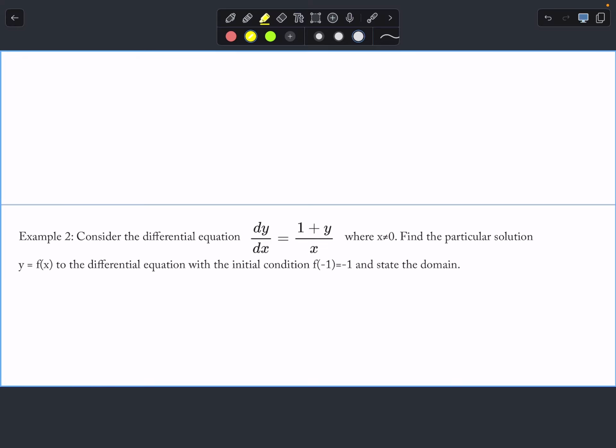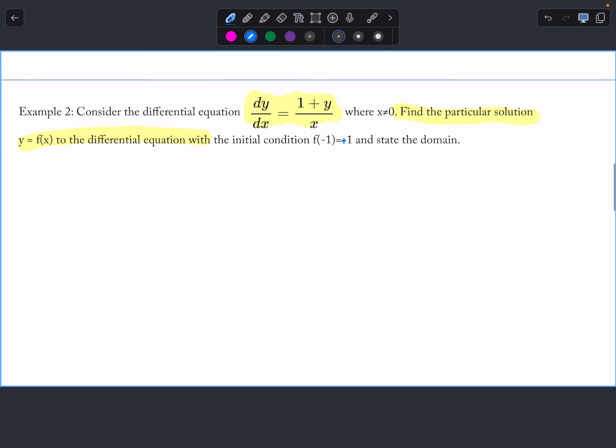It says, consider the differential equation. So I have a derivative. I want to find the particular solution to the differential equation. What that means is I want to separate the variables. That's your key words for, hey, I got to separate the variables. Finding the particular solution. There is a typo. It should be a positive 1 for my y value for my initial condition, not a negative 1.